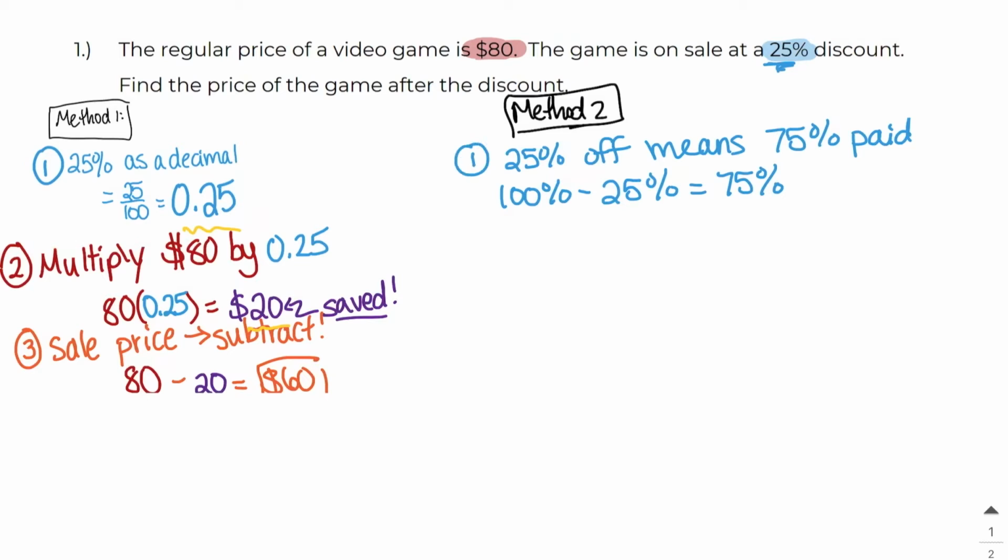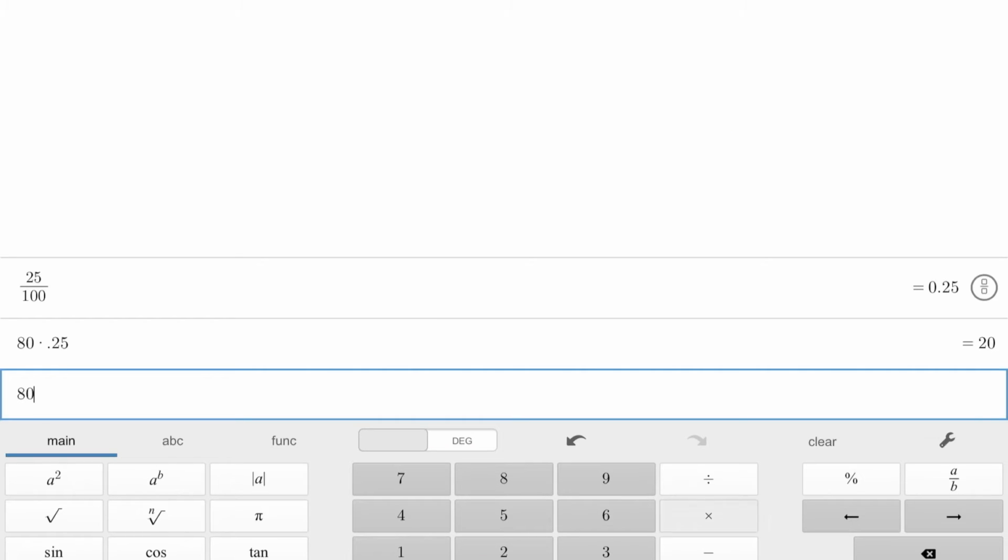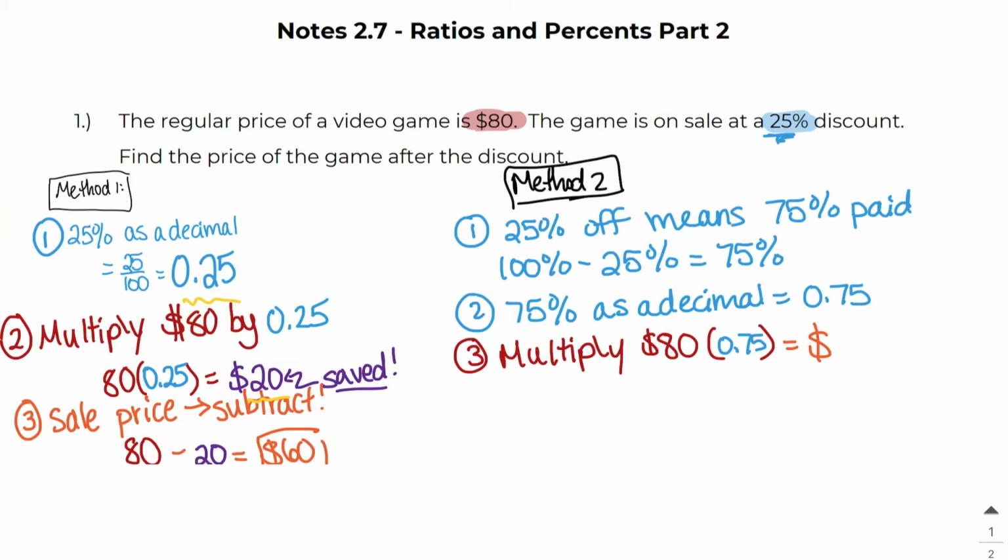Then we can find 75% as a decimal. We just move the decimal place over 2 times, so it's 0.75. And then the last thing we have to do is multiply the $80 by 75% as a decimal, because we are essentially finding out what 75% of the original price is. That's what's left over. That's how much we would have to pay. So when I do 80 times 0.75, I get the 60 that I'm looking for. So this will be paying $60 full dollars.